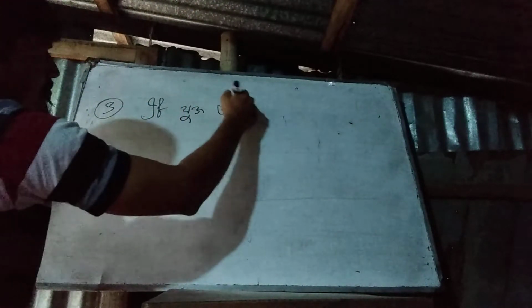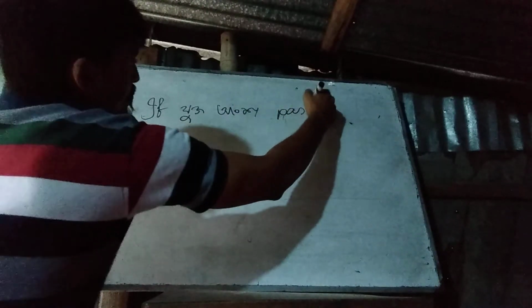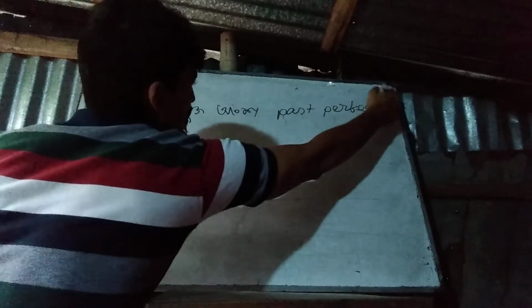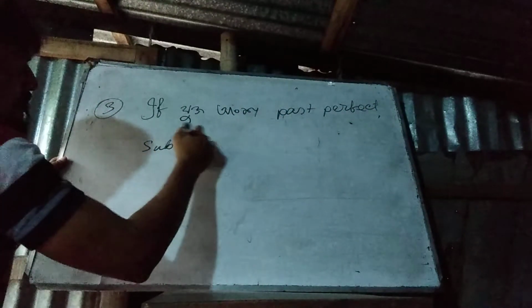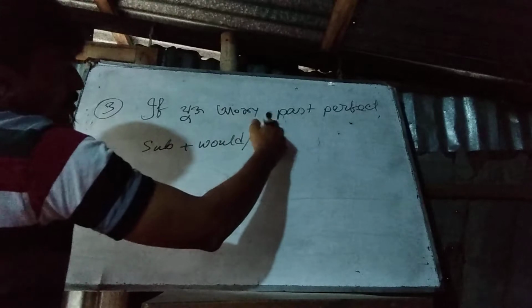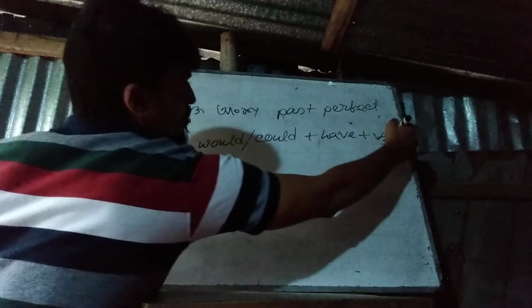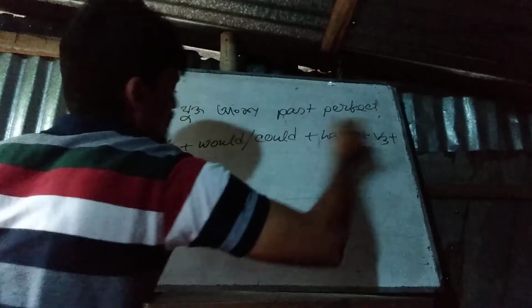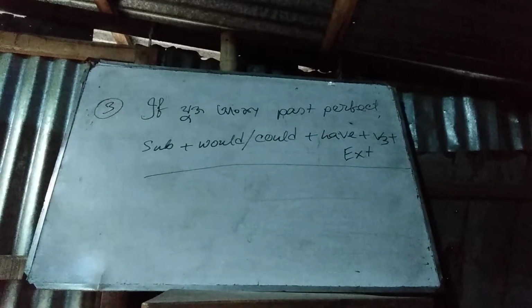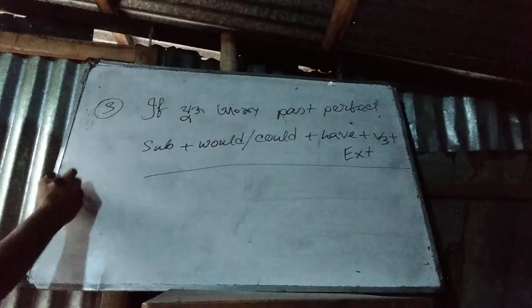So now third condition. Third condition, that is past perfect: subject plus would or could plus have plus V3 plus extension. So এই রুলের উপর ভিত্তি করে কমপ্লিট করতে হবে থার্ড কন্ডিশনটা.